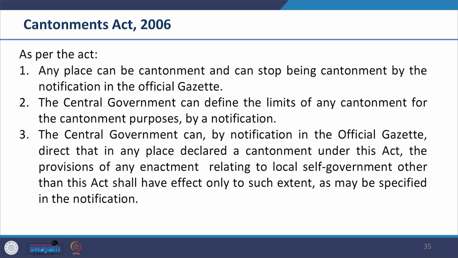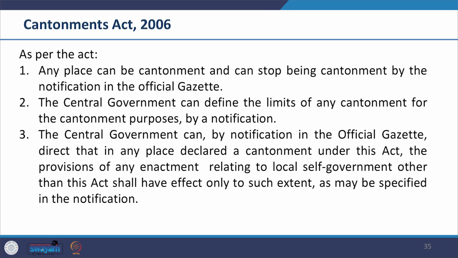As per the Act, we need to know that the central government can declare any place or places along with the boundaries in which forces are quartered, or which is required for the service of such forces, to be a cantonment, and can also declare that any such area shall cease to be a cantonment by notification in the official gazette. So any place can be a cantonment and can stop being a cantonment by notification in the official gazette. So you may take note of this. How do we really notify it or identify it?